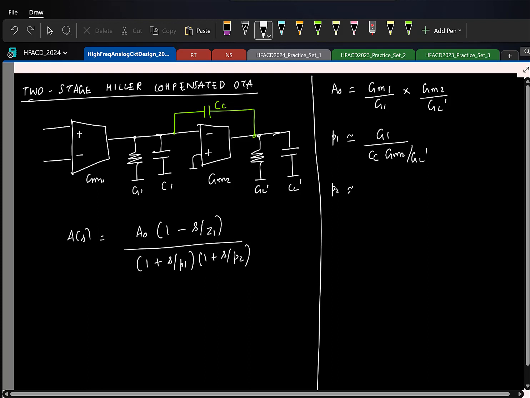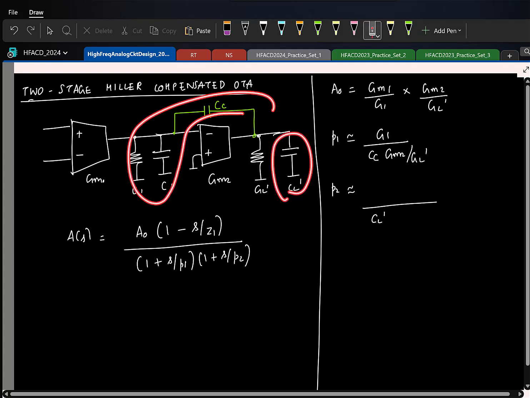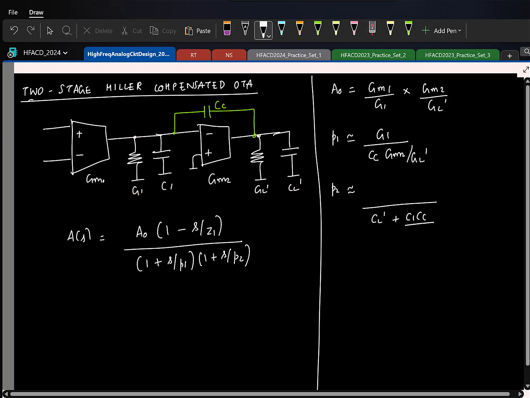Second pole is, first if I write the capacitance, I have Cl prime, this capacitor in parallel with these two in series. And in the conductance, we have ignored Gl prime because Gm is larger, and the component corresponding to Gm is Gm2 times Cc by C1 plus Cc.